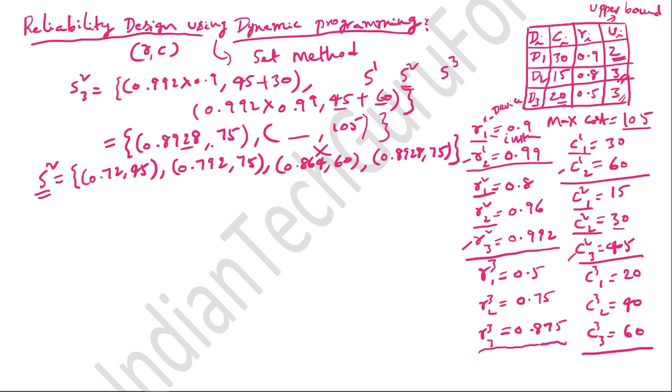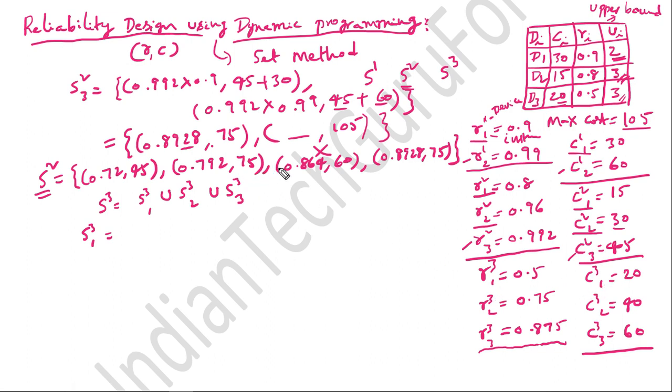So to solve the S power 3 values, what is the formula? The union of all the remaining sets. That is S power 3 is equal to S power 3 suffix 1 union S power 3 suffix 2 union S power 3 suffix 3. So first let me calculate S power 3 suffix 1. For S power 3 suffix 1, we need to have all these tuples, and we need to have R power 3 suffix 1 and C power 3 suffix 1.